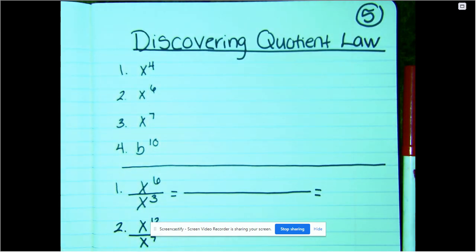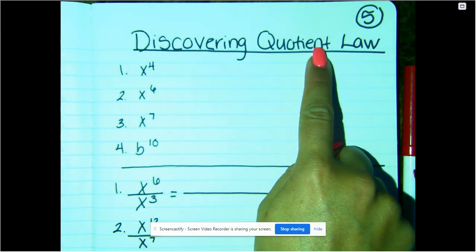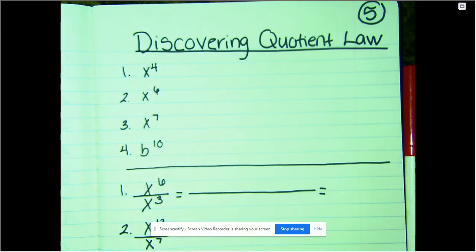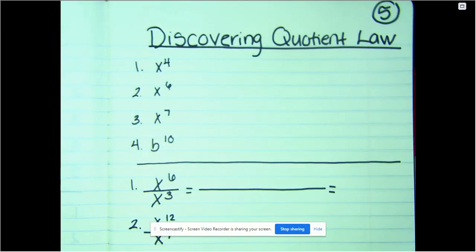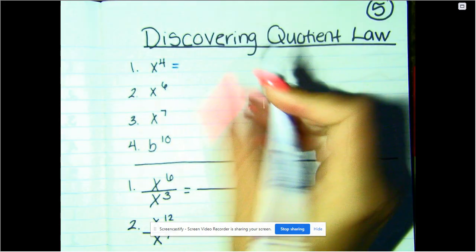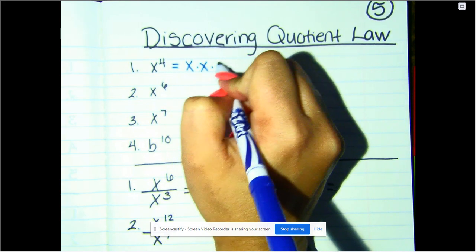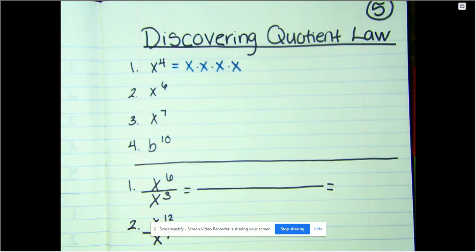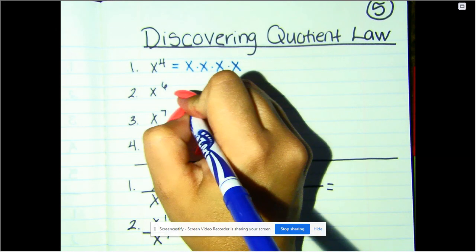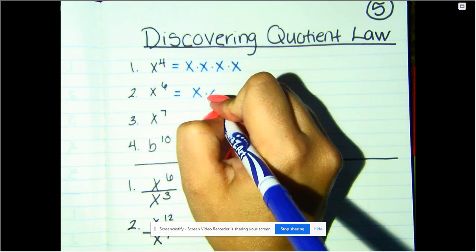Okay, your page number 5 should be discovering the quotient law. We're going to go back to what we know from previous grade levels first, and we're going to expand our exponents, which is exactly what part 1 is asking you to do. So all you're going to do is expand x to the 4, so we're going to write 4 x's. 1, 2, 3, 4. Okay, number 2 is just saying x to the 6, so we're going to write 6 x's.